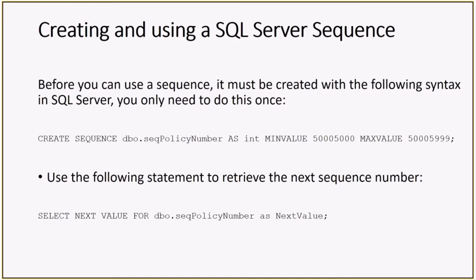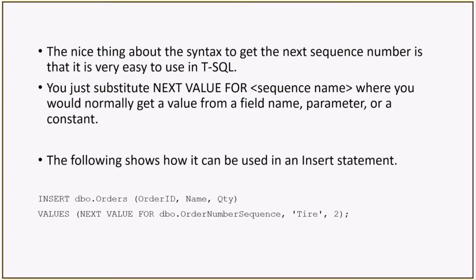And you can use the following statement to retrieve the next sequence number. You just say select next value for, and then your sequence name, and then you say as whatever field name you want to call it to be returned. Now, the nice thing about the syntax to get the next sequence number is that it is very easy to use in T-SQL. You just substitute next value for and then the sequence name, where you would normally get a value from a field name, a parameter, or a constant.